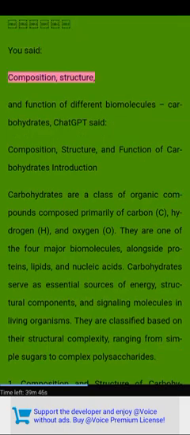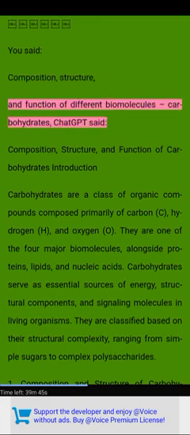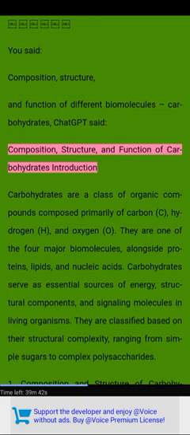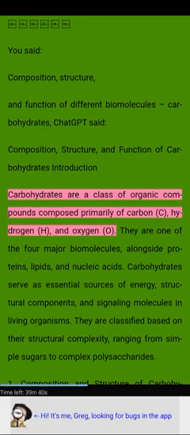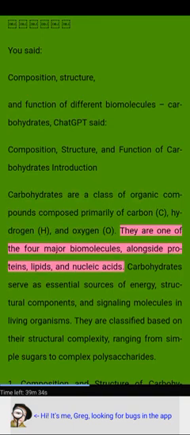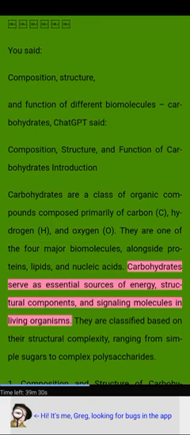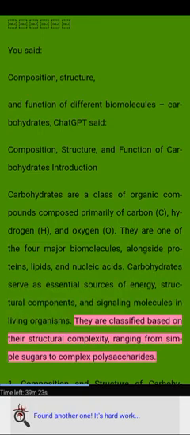Composition, structure, and function of different biomolecules: carbohydrates. Introduction. Carbohydrates are a class of organic compounds composed primarily of carbon C, hydrogen H, and oxygen O. They are one of the 4 major biomolecules, alongside proteins, lipids, and nucleic acids. Carbohydrates serve as essential sources of energy, structural components, and signaling molecules in living organisms. They are classified based on their structural complexity, ranging from simple sugars to complex polysaccharides.